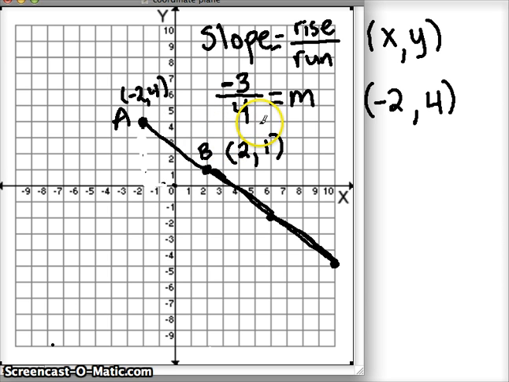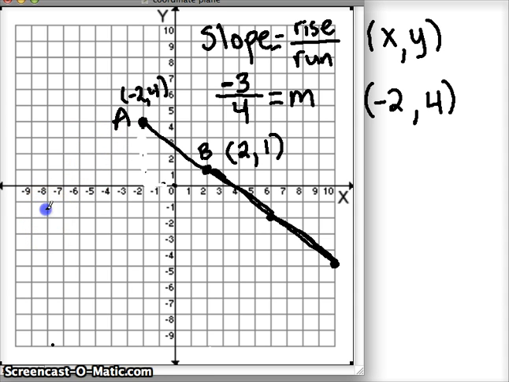Now, if we don't know the slope, let's say we got some points here, maybe we don't know the units, I don't know why we wouldn't be able to count the slope. Sometimes we're just given coordinate pairs, and rather than have to draw a graph, we could just figure out the slope without having to draw it. Sometimes that's a little faster.